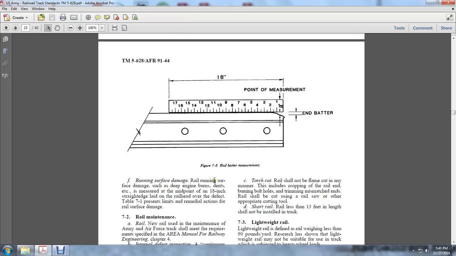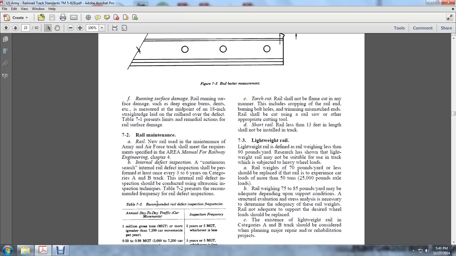Running surface damage. Rail running surface damages such as deep engine burns and dents are measured at midpoints, with an 18-inch straight edge laid on the railhead over the defects present. The limits and remedial actions for rail surface damage are presented.